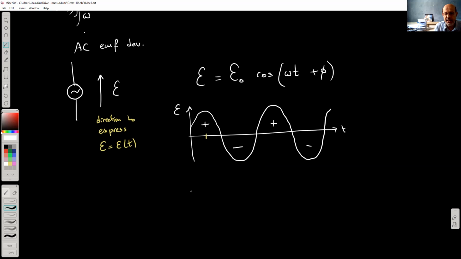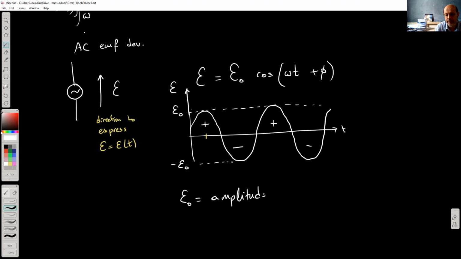Okay, here, epsilon 0, sorry. This is E0, right? This E0 is the maximum value of the EMF, and it's also the minimum. Minus E0 is the minimum. So this E0 is called the amplitude of EMF. The unit is, of course, volts, obviously.